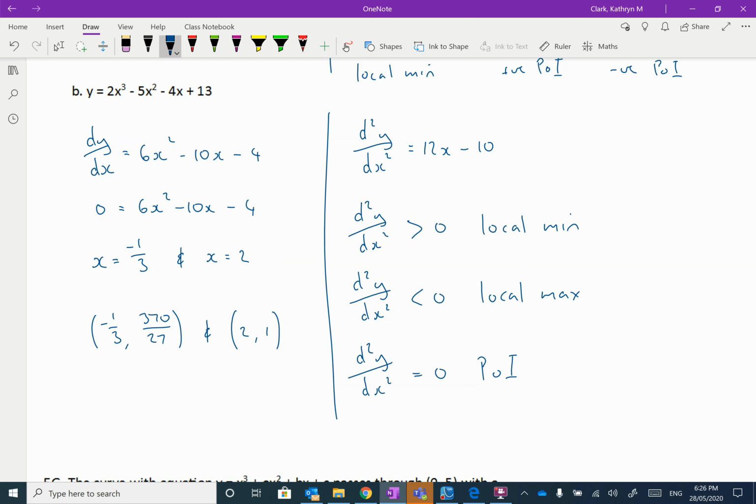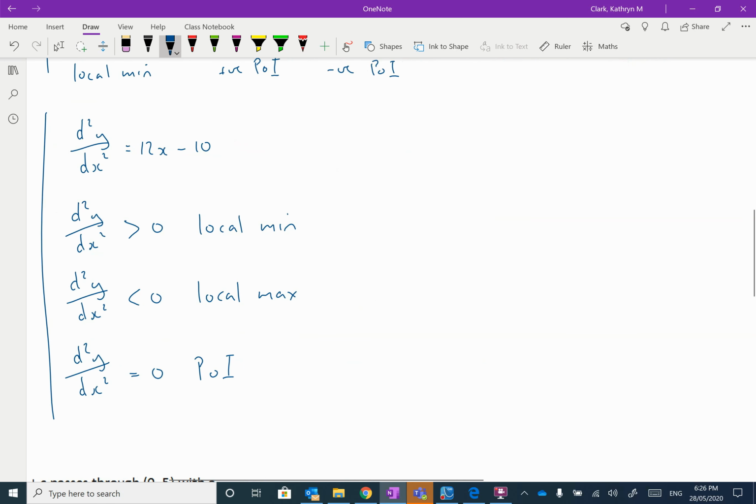Alright, so for each of these now we can just take our x values, so negative 1/3 and 2, chuck it into our double derivative or our second derivative, and depending on whether our value is positive, negative or equal to 0, we can then determine the nature of that stationary point. So let's check x is negative 1/3 first.